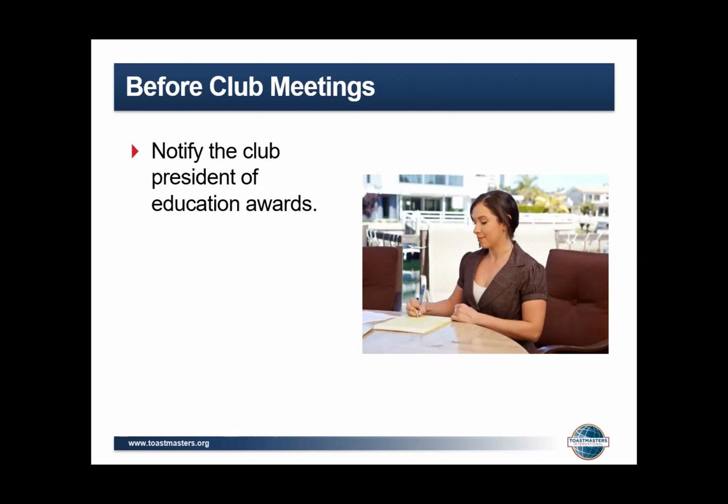Regarding before the club meetings, notifying the club president of education awards, why we want to do this is because of recognition. Recognition is so important to every member. We all want to be recognized for the good things we're doing. Maybe not the bad things or the things that are not going well, but we want to make sure that we're recognizing our Toastmasters when they achieve any sort of educational award, whether it's just a level completion or a pathway completion or giving a presentation.